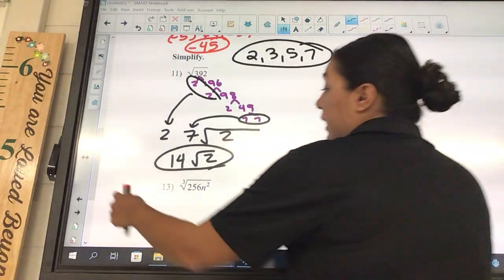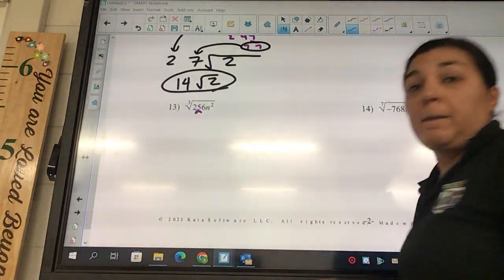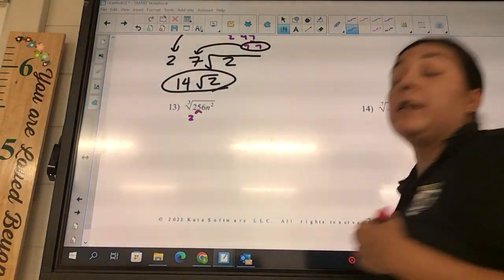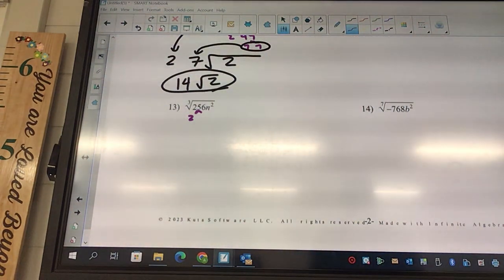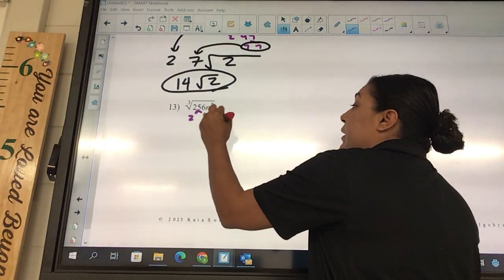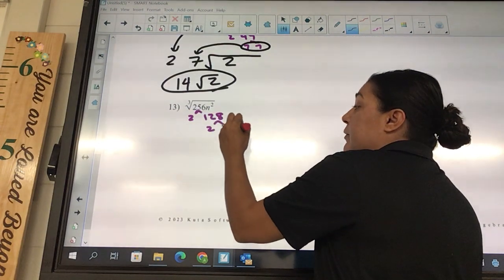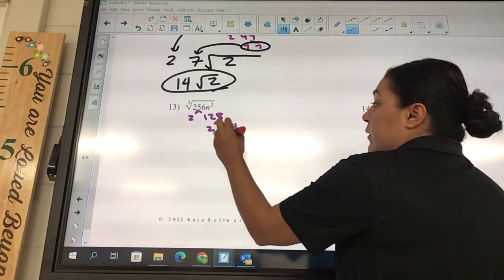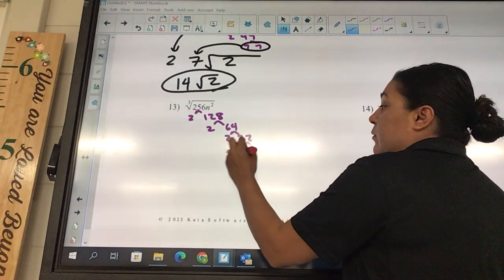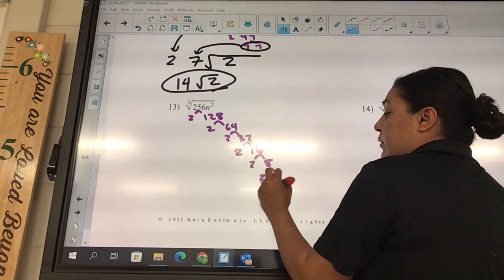Okay, the next one works the same. Start with that 256. What are some factors of 256? 2 and 2 divided by 3 or 2? You try it by 2 first and see if that works. If 2 doesn't work, then try 3. 2 and what? 128. 128 divided by 2 is 64. 2 and 32. 2 and 16. 2 and 8. 2, 4. 2, 2.